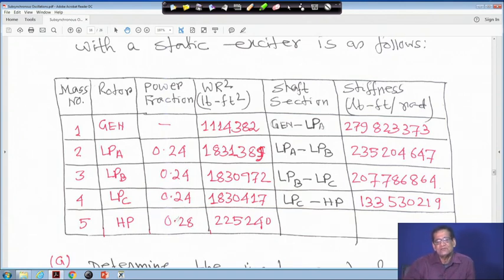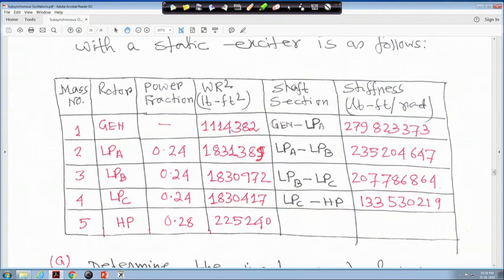If you add all, it will be 1, because we are representing it as a fraction, that is per unit. And this is your moment of inertia in pound feet square. It is a huge figure, it is given. For example, this is 11 lakh 14,382 like this. So, these are huge data. That is pound feet square, and these are the shaft sections.